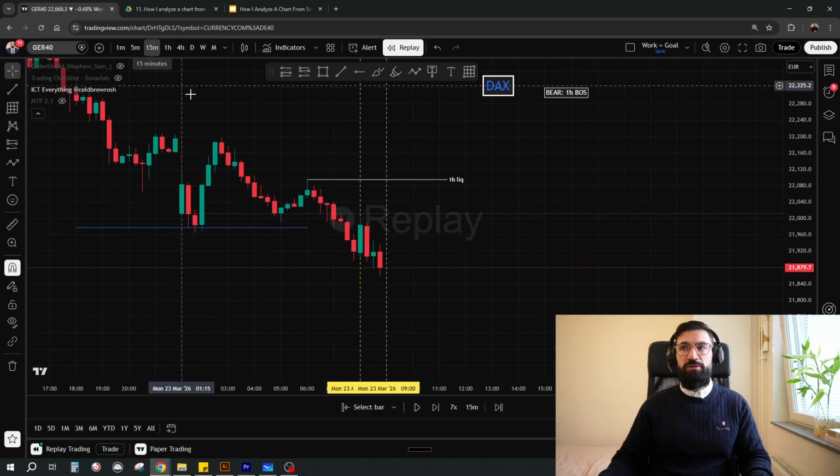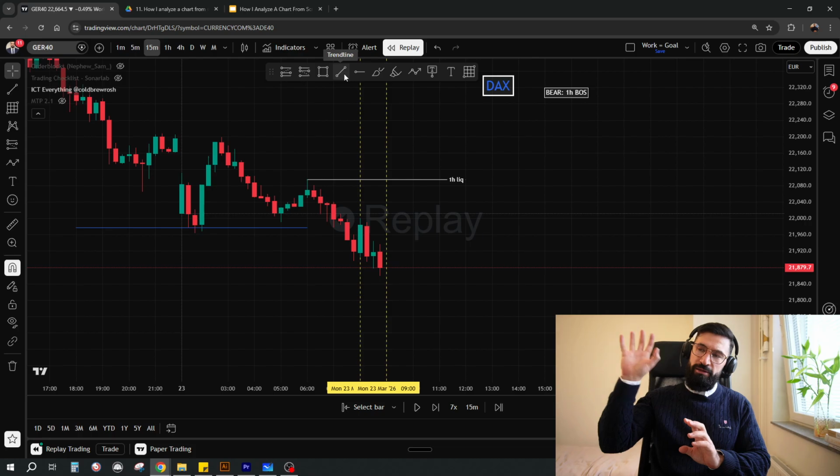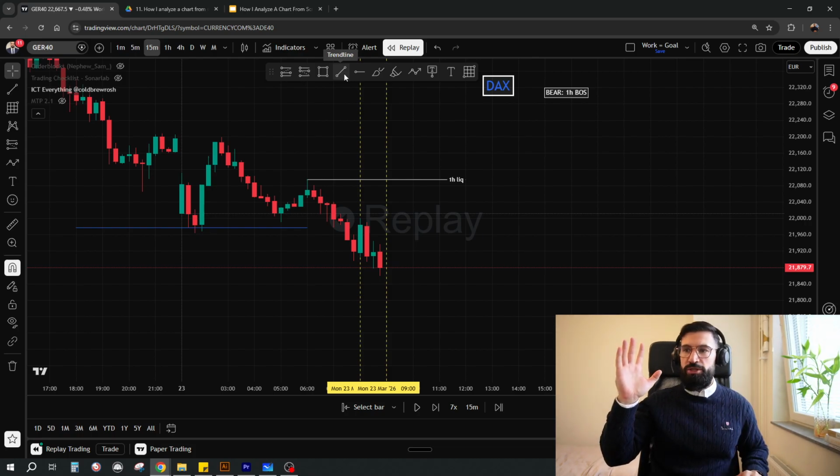I jump down to the 15-minute and I mark out the 15-minute levels. So higher time frames hold higher power. Higher time frames show us the direction of where the market is going. Are we bullish or are we bearish? So where are we going? Higher time frames are the stronger time frames.